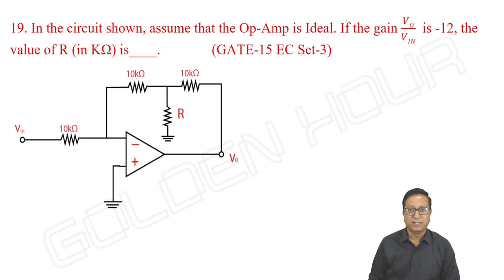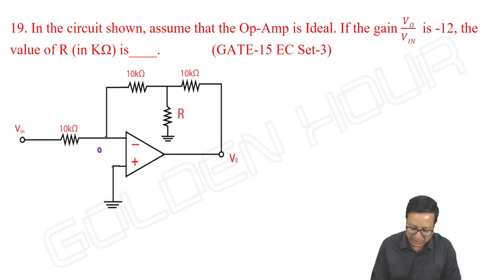Next, say this question. In the circuit shown, assume that the op-amp is ideal. If the gain V output by V input is minus 12, the value of R in kilo ohms is. What is the value of this resistor they are asking? Gain is given. The procedure remains the same.